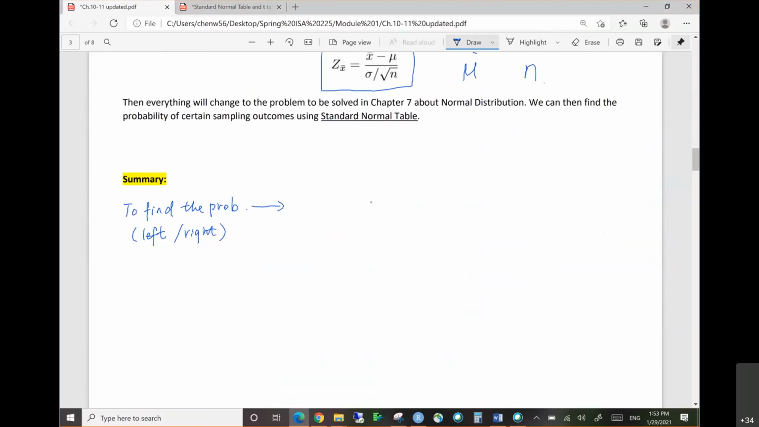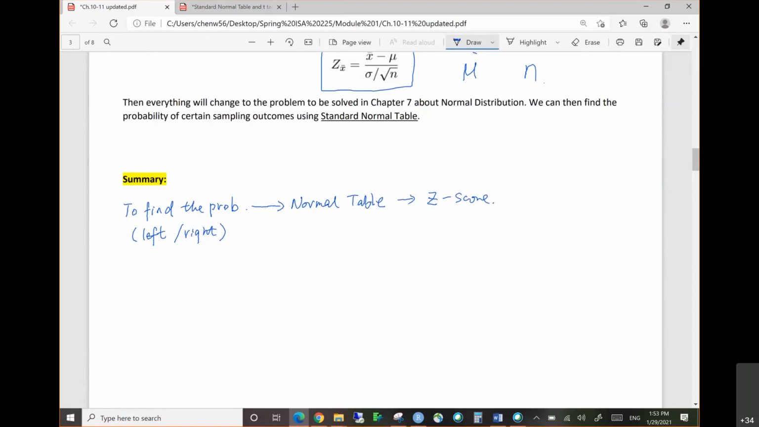You need to find the probability from the normal table. Based on the normal table, what information do you need so that you can find the probability? You need a z-score. How can you get the z-score?